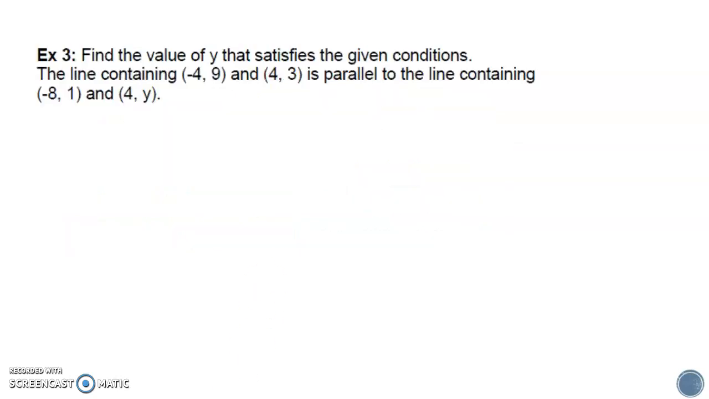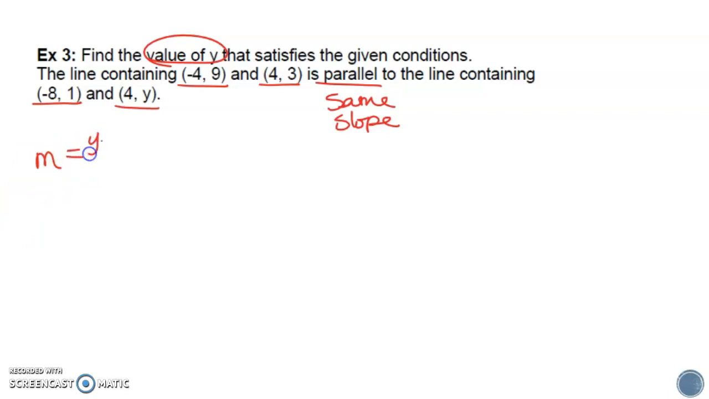So in this example, we want to find the value of y that satisfies the given conditions. The line containing (-4, 9) and (4, 3) is parallel to the line containing (-8, 1) and (4, y). So y is the value that we need to find. And if these lines need to be parallel, that means that we need to have the same slope. So my goal is to figure out what the slope of the first line is and then make the second line have the same slope. So I'm going to use my slope formula for the first line. That would be y2 minus y1 over x2 minus x1.